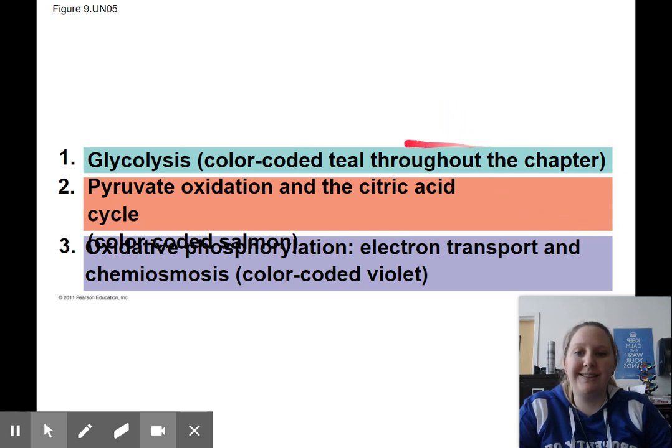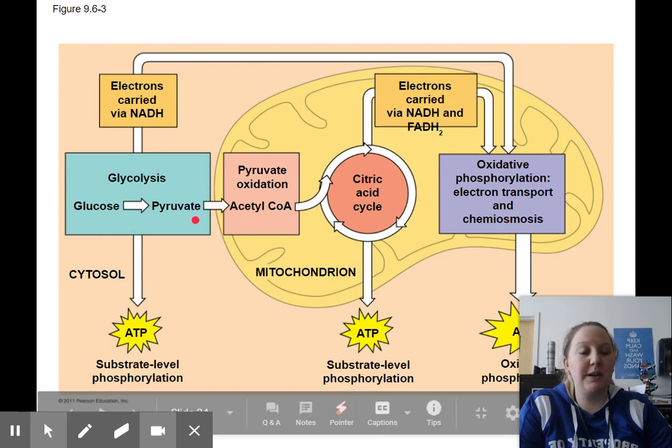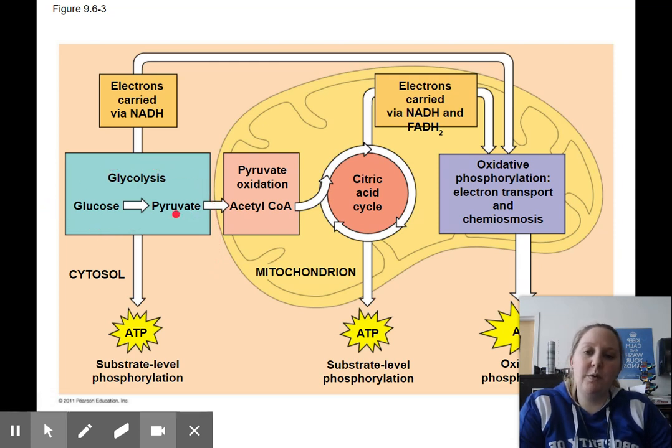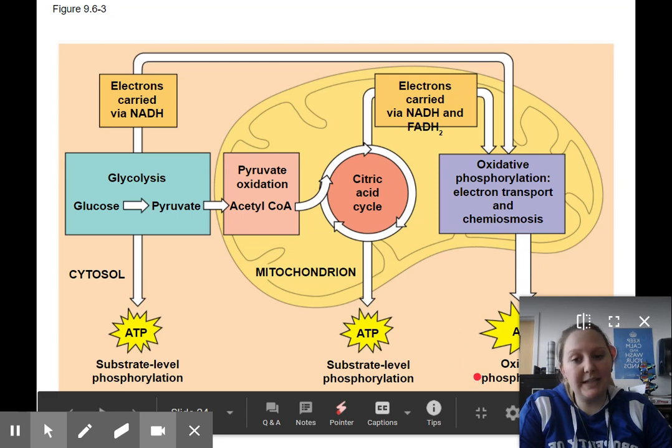So color-coded in this tealy color, we'll see glycolysis. In red, we'll see the citric acid cycle. And in violet or purple, we'll see the oxidative phosphorylation. So out in the cytoplasm is glycolysis when glucose becomes pyruvate. We move that pyruvate into the mitochondria where it becomes acetyl-CoA, into the citric acid cycle. Our electron carriers bring the electrons down to the electron transport chain where we produce the most amount of ATP.